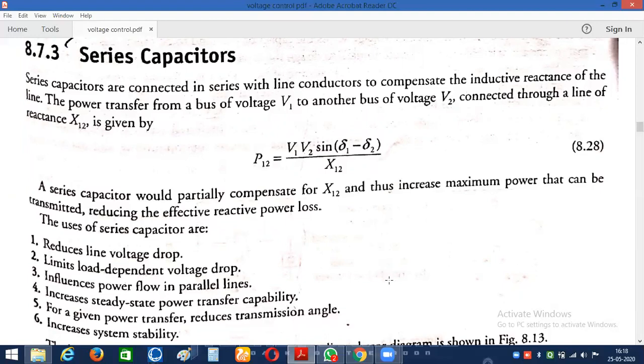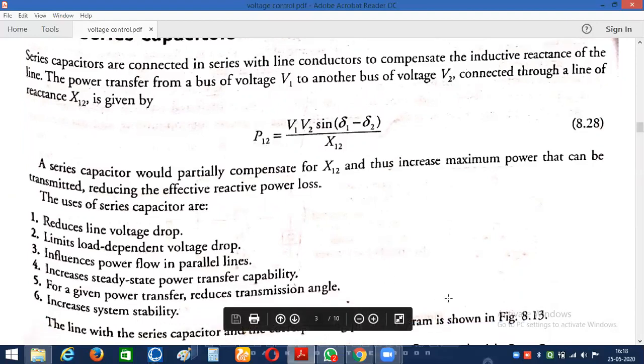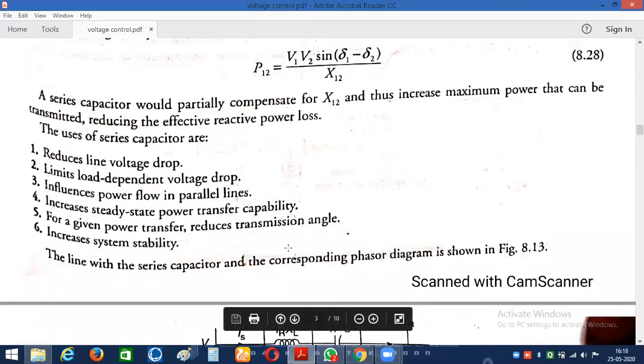So here a series capacitor would partially compensate the value of X12, and therefore it increases the maximum power that can be transmitted. Okay. So what this series capacitor does, whenever it is connected in series with the transmission system or the distribution system, is reduce the line voltage drop. Okay, why? Because the net value of reactance decreases by connecting the series capacitance. So automatically the line voltage drop is reduced.